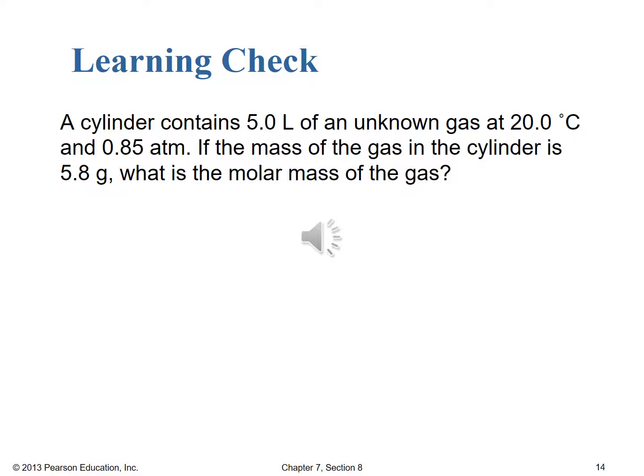Let's see how this goes if you're just thrown into it. The learning check specifies a cylinder contains 5.0 liters of an unknown gas at 20.0 degrees Celsius and 0.85 atmospheres. If the mass of the gas in the cylinder is 5.8 grams, what is the molar mass of the gas? So again, we'll be looking for moles here, but then we'll be finding the molar mass of the gas by taking the mass and dividing through by those moles. So pause the video here, work it out, and once you think you have the correct answer, start us back up and we'll see how you did.